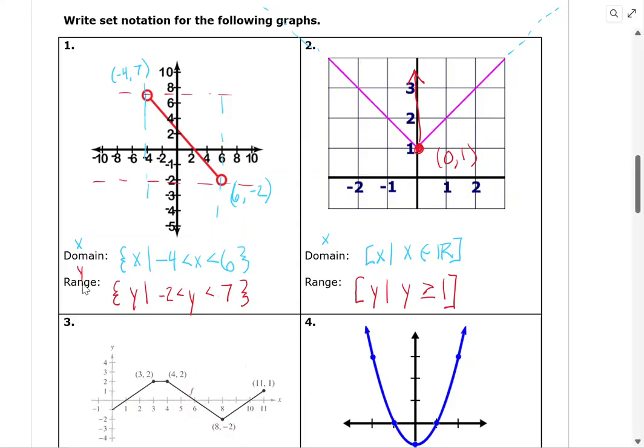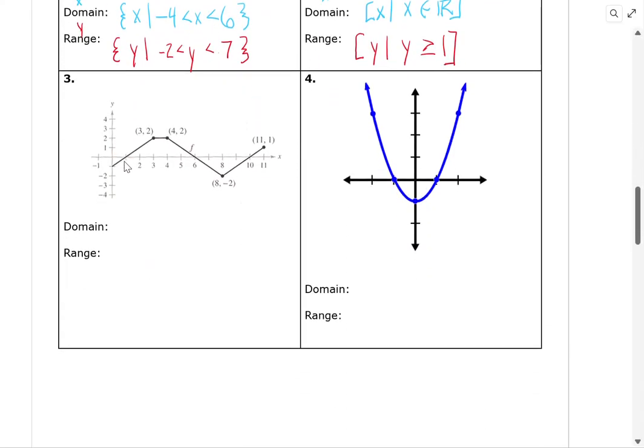Okay, so what I would like for you to do is try number 3 and 4, and then you can come back and check your answers. If you have any questions, please make sure you raise your hand and talk to your teacher. Go ahead and pause the video.